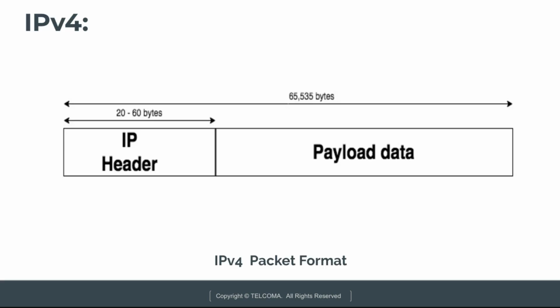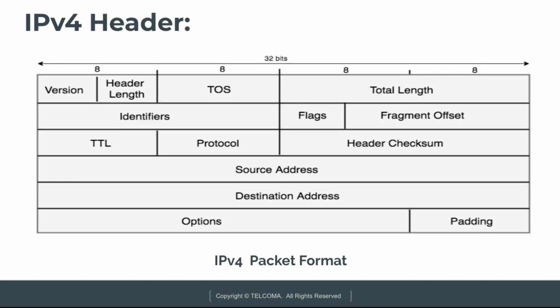Next is the header of the IPv4. This is the packet format of IPv4 addresses. It consists of the IP header and the payload data. The IP header consists of the source address, destination address, the header length, the next header. These are the information that are added in this IP header, but the payload data contains the original data of the users. The IP header is 20 to 60 bytes long, and the total IPv4 packet is 65,535 bytes long.